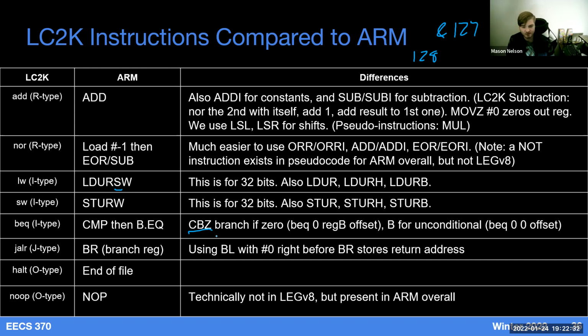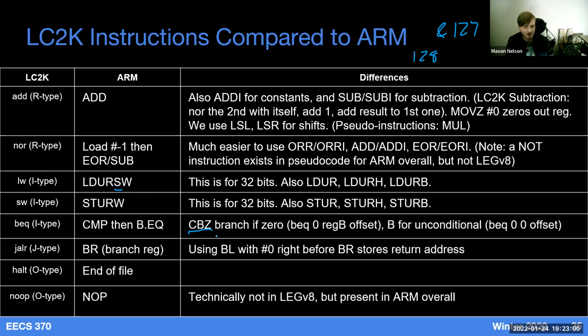Jailer is a little bit different. We have branch registers. We have branch link. I wouldn't worry about that too much, but branch register goes to a location that is stored in a register, and branch link essentially puts PC plus 4, because it's byte addressable, which is basically PC plus 1 in LC2K, and stores that into a register.